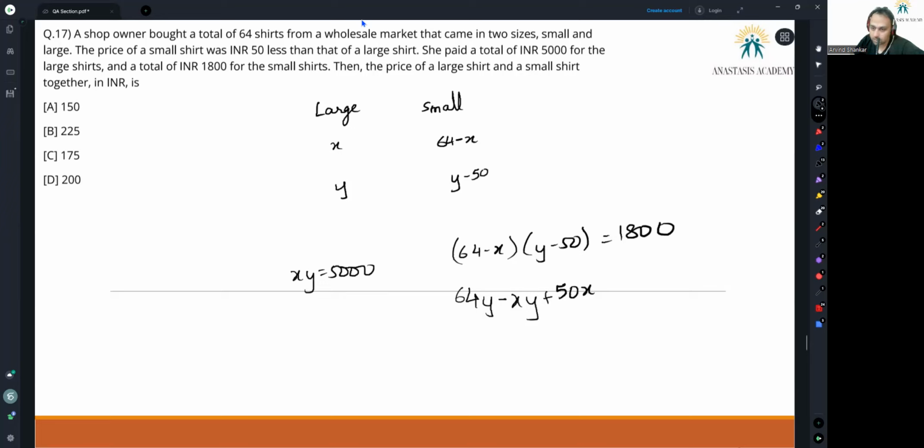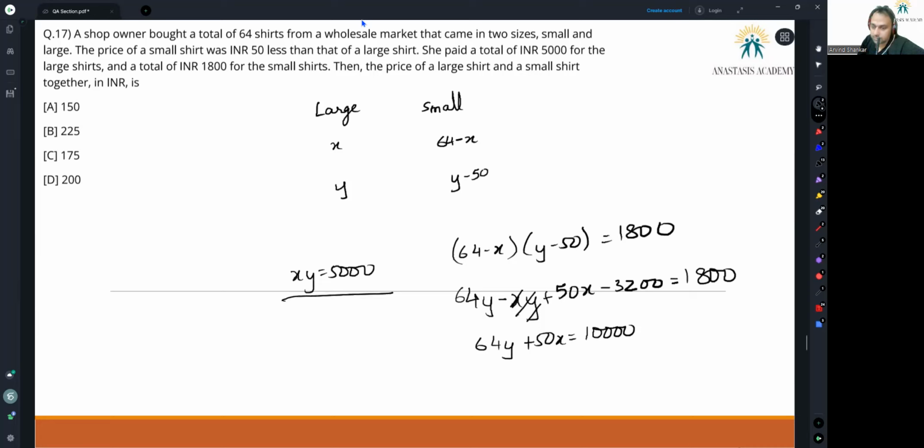Something is left, okay, only the multiplication of these two is left, no? Okay, minus 3200 is equal to how much? 1,800. Now this XY is 5,000. So let's bring it over to the other side. 5,000, 3,200, 8,200 plus 1,800. So 64Y plus 50X is equal to 10,000 we get.